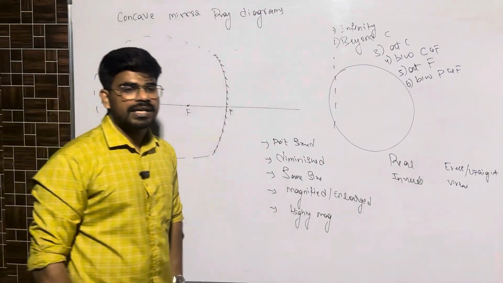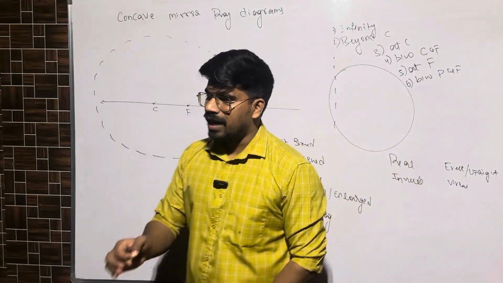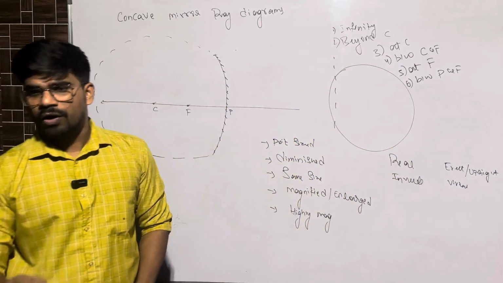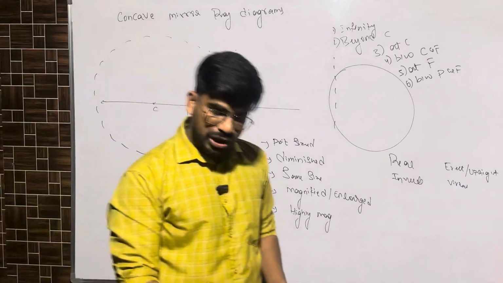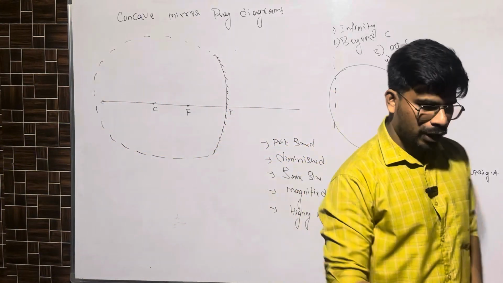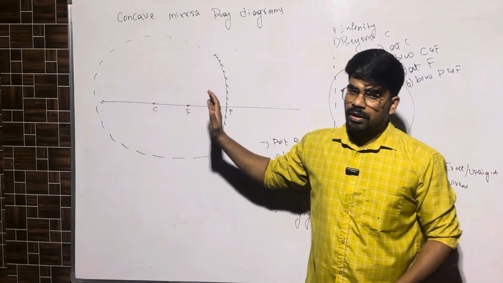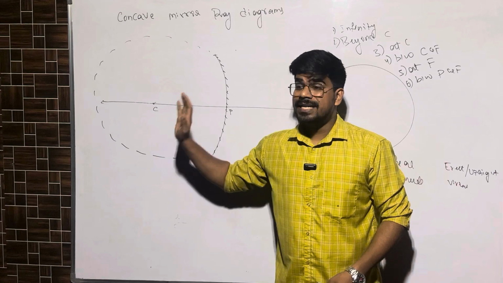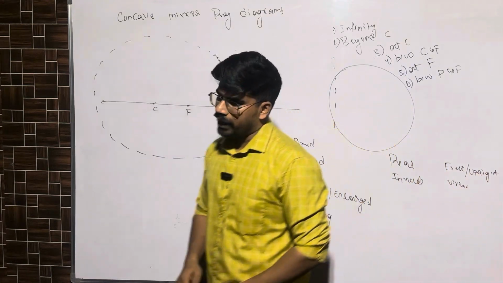Second way of understanding real is when the rays are literally meeting. I'll tell you when they will meet, when they won't meet, and what adjustments we have to make to meet the rays. So two ways of understanding real: one is when the image is formed on the screen, second is when the rays are meeting, right?